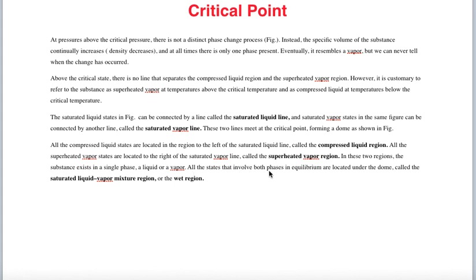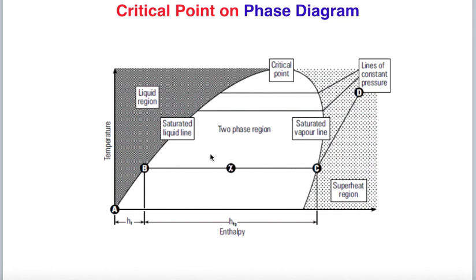All the states that involve both phases in equilibrium are located under the dome, called the saturated liquid-vapor mixture region or wet region. Here the dryness fraction is not equal to 1. At this point the dryness fraction is 1. So this is dry. Actually here we call the saturated steam dry saturated steam. Between this region the steam is wet steam.